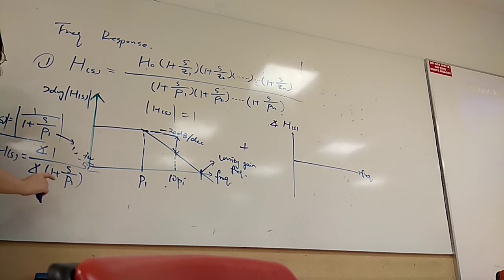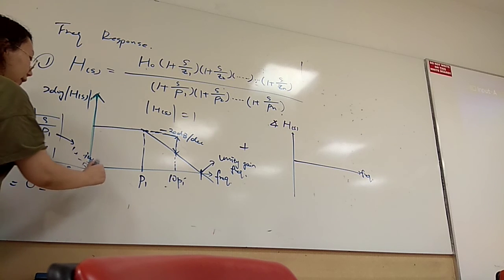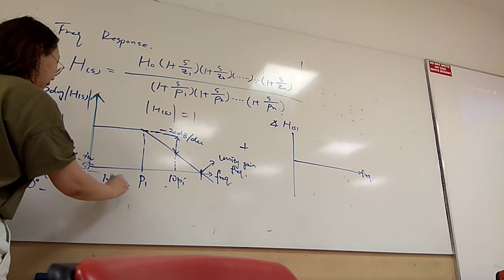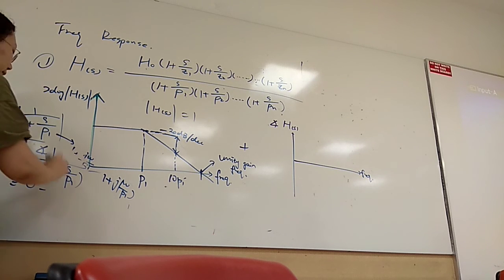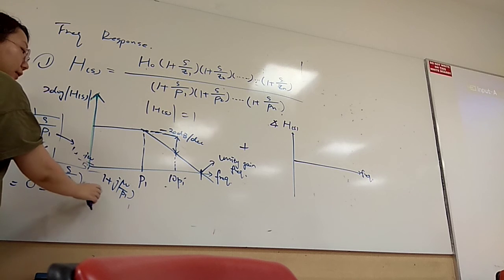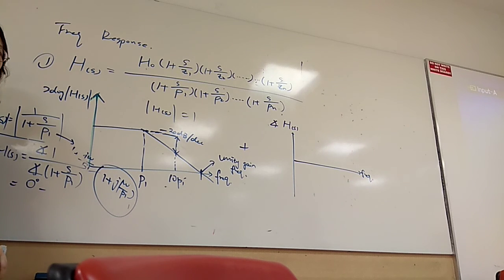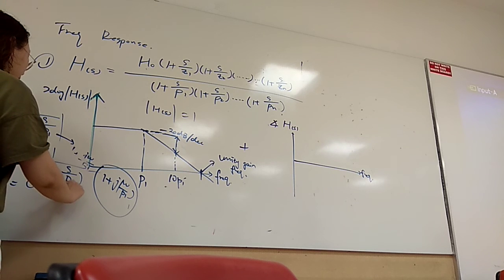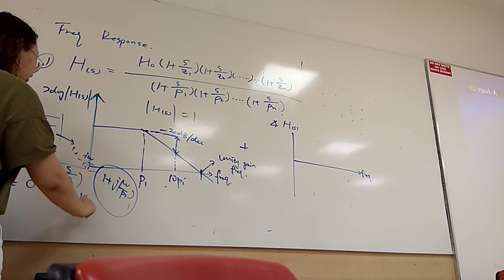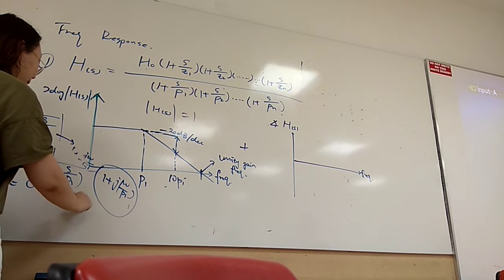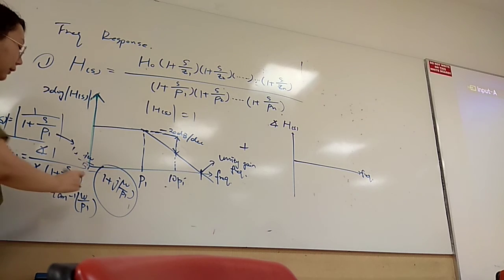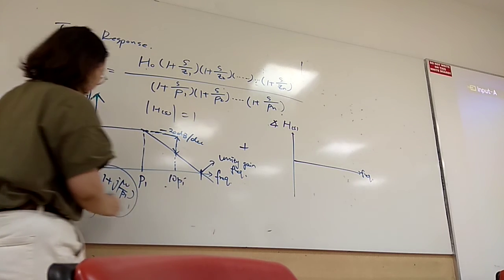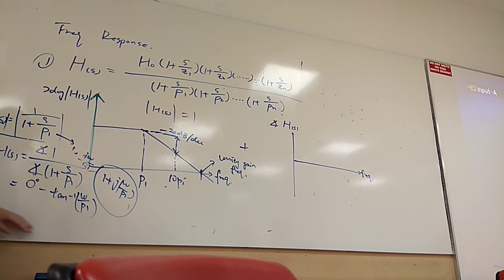This guy is written as 1 plus j omega over p1, right? What's the phase of this complex number? Tangent inverse of omega over p1, over 1. Okay, so basically it's this guy. So that's the phase. Now you have the equation. And you know omega is just the frequency here, right? So you just plot the graph of this equation. That's all.